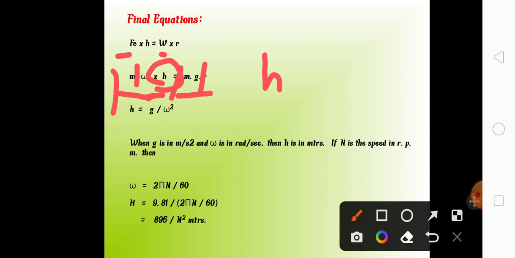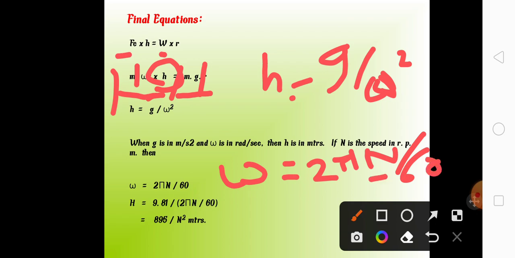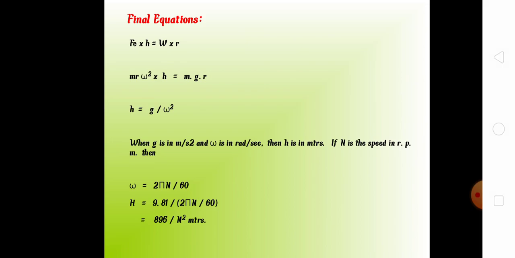What is the value of h? h is equal to g upon omega square, where g is in meters per second square, omega is in radians per second, and height is in meters. Here we can find the value of omega. We all know the formula is 2 pi n upon 60. Here we don't know the value of n, so we can put it in the formula and obtain the value of h. h is equal to 9.8.